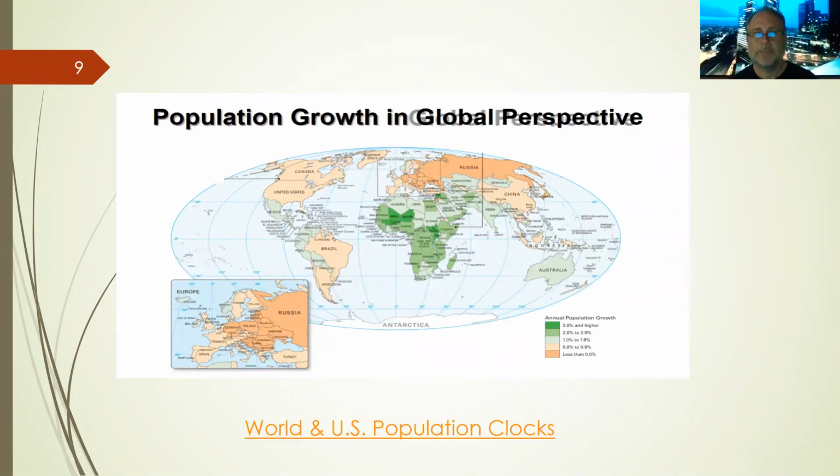Now we can look at population growth in global perspective. The thing that should jump out at you here is that there is a lot of growth in the Middle East and in Africa.